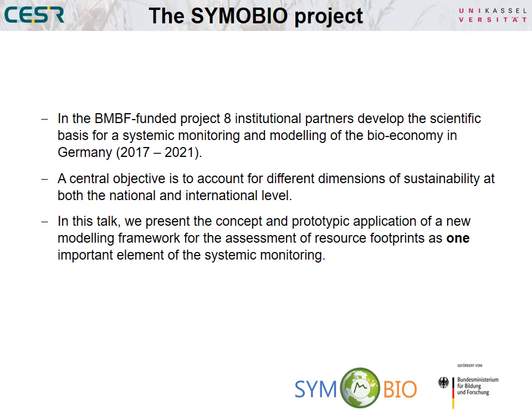Building on this is the SYMOBIO project. It's funded from the BMBF, and within this project, 8 institutional partners are aiming to develop the scientific basis for a systemic monitoring and modeling of the bioeconomy in Germany. The project started in 2017 and will run until 2021. A central objective of the project is to account for different dimensions of sustainability at both the national and the international level.